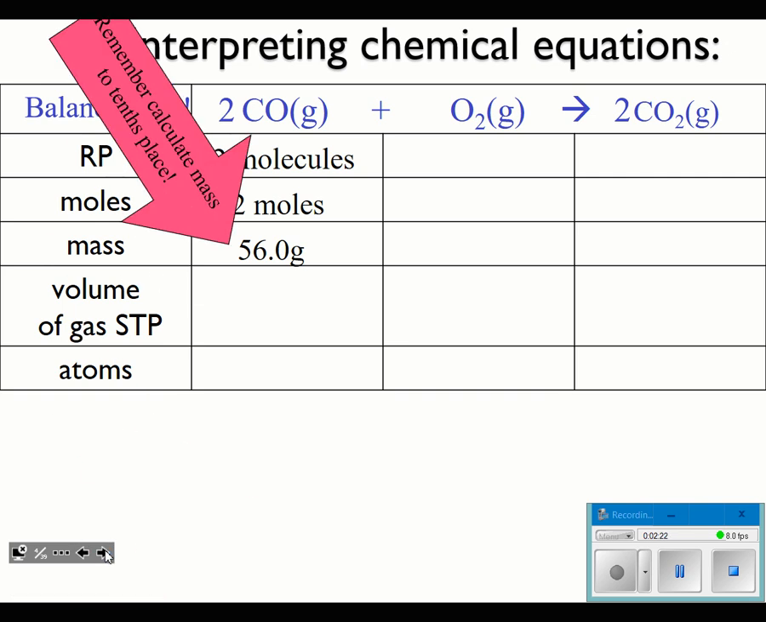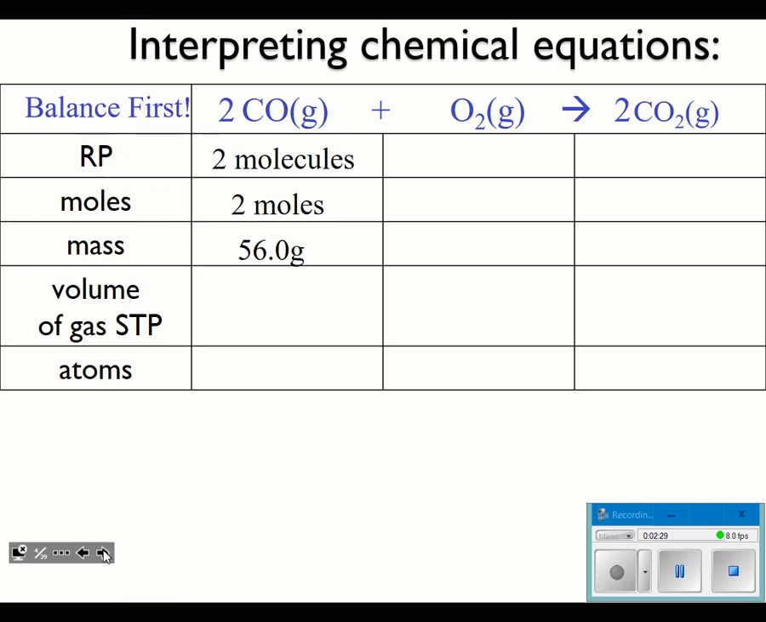Then remember to calculate that, we always go to the 10th position, so that's 1 number after the decimal from your periodic table. Then for volume, we have 22.4 liters for every 1 mole, but since we have 2 moles, we take 22.4 and multiply it by 2, which would tell us 44.8 liters. And all of this is Unit 4 stuff, because we're talking about the conversions really with moles. And then for atoms, since we have 1 carbon and 1 oxygen, that's 2 atoms, and 2 atoms times 2 gives us 4.